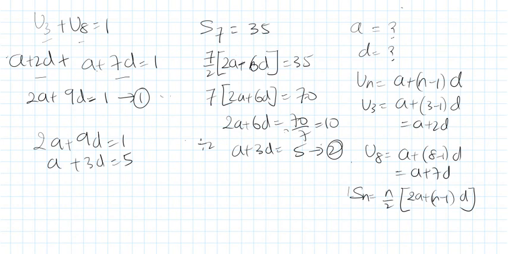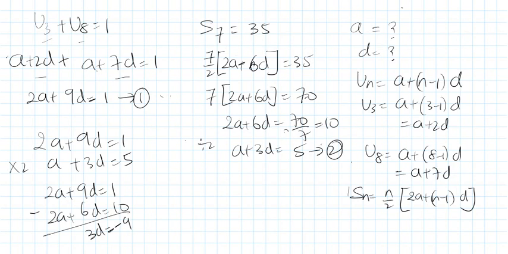I can actually eliminate the a by first multiplying the second equation by 2 so that I get 2a. So the first one stays the same. You multiply by 2, you get 2a plus 6d equal to 5 times 2, 10. To eliminate a, I subtract. I get 3d is equal to minus 9. So 3d is minus 9, d is minus 9 over 3, which is minus 3.